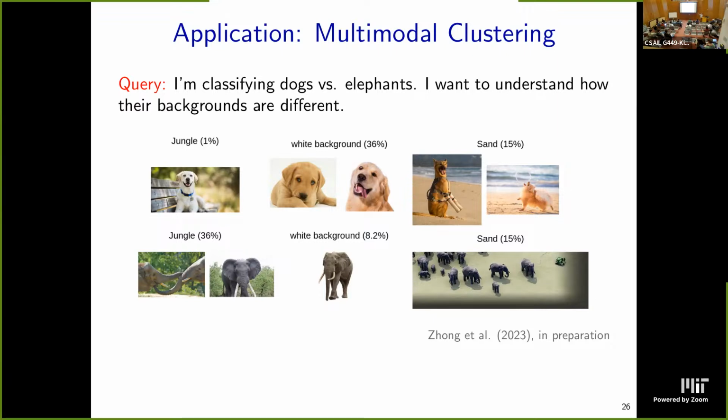Maybe also some steganography related stuff. I think it's unclear how big of a problem that is. I think it is important to think about.